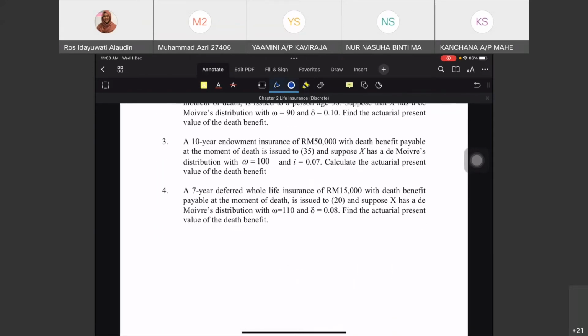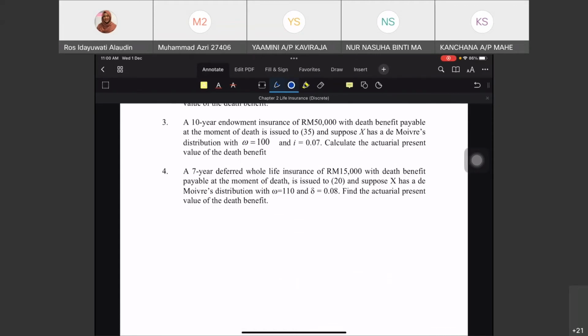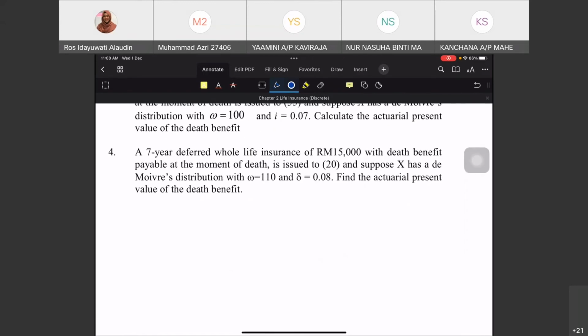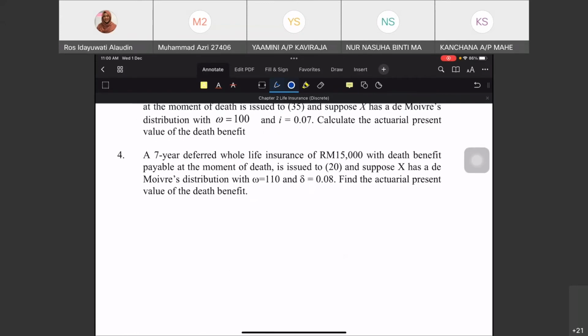Okay, let's say I choose number 4. This is for the continuous case. How do we know that it is continuous? A 7-year deferred whole life insurance of 15,000 with death benefit payable at the moment of death. So you know that it is continuous. So it is deferred whole life. You can imagine that. So this is n, the N year, so the N year is 7 years.